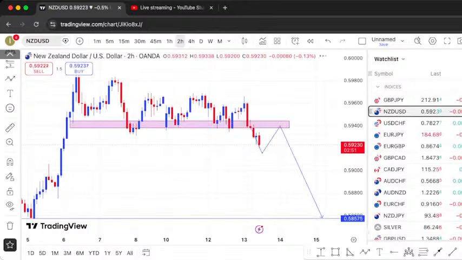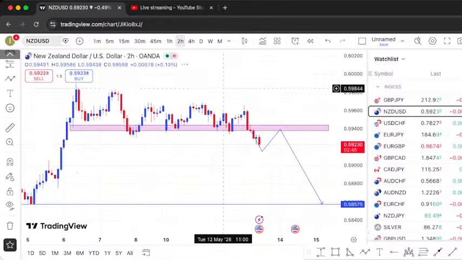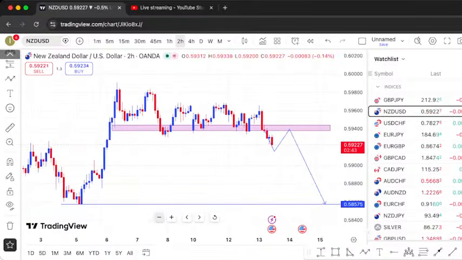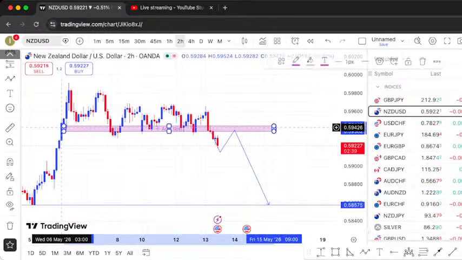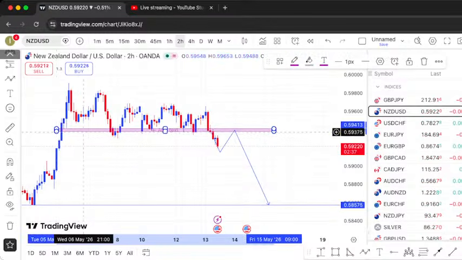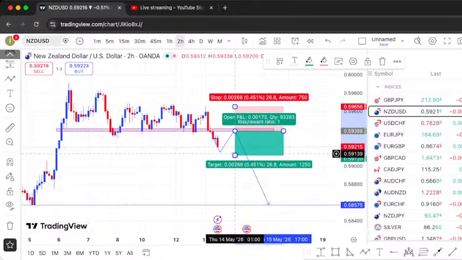NZD USD. Wow, NZD USD is now doing that breakout on that low. That's a very, very good one. It has already done that breakout, so just a pullback for more bearish on that specific market. So a retracement to this zone for more sells, a retracement for more drops on NZD USD.